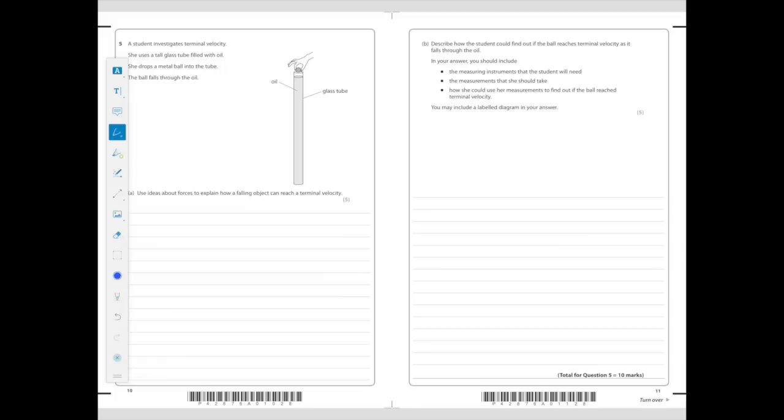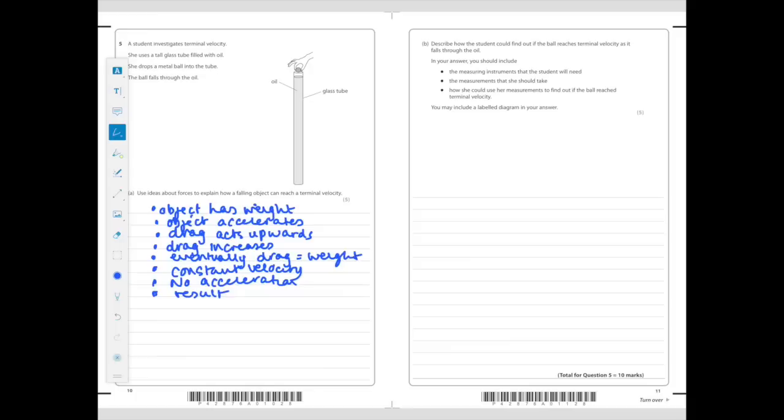So first of all, you want to state that the ball has a weight, and that will be its downward force. Acting upwards will be the force of drag. As the ball accelerates, the drag force will increase and eventually the weight will equal drag. At this point, the ball no longer accelerates, it travels at a constant speed and there is no further acceleration, and this means that terminal velocity has been reached. So that's your perfect answer. Try and write it in sentences. I've written it like that for ease of iPad use.